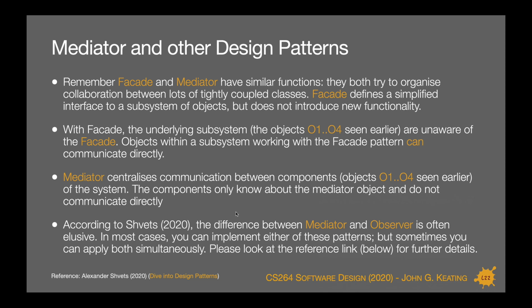In relation to other design patterns I mentioned, remember that facade and mediator have similar functions. They're both trying to organize collaboration between lots of highly coupled classes. Facade defines a simplified interface to a subsystem of objects. It doesn't introduce new functionality. So we want to look at structural versus behavioral. With facade, the underlying subsystem, in other words the objects O1 to O4 we saw earlier, are unaware of the facade, whereas objects within a subsystem working with facade can actually communicate directly. Mediator centralizes communication between the components, so objects O1 and O2 of the system only know about the mediator. They don't actually know about each other, so they can't communicate directly.